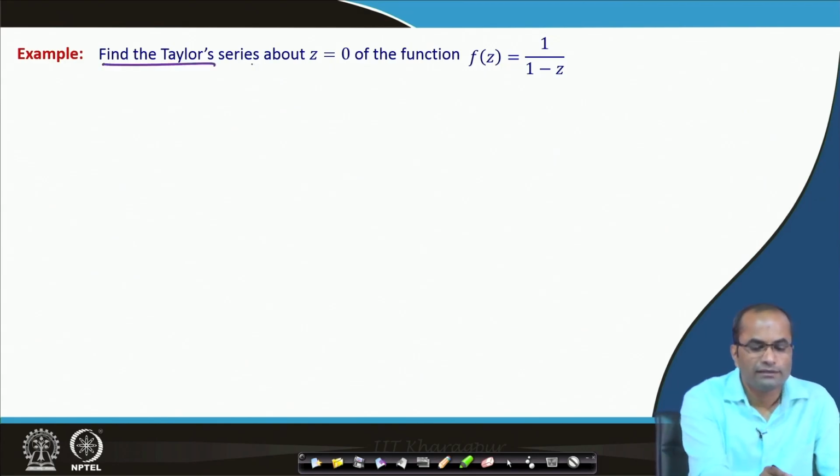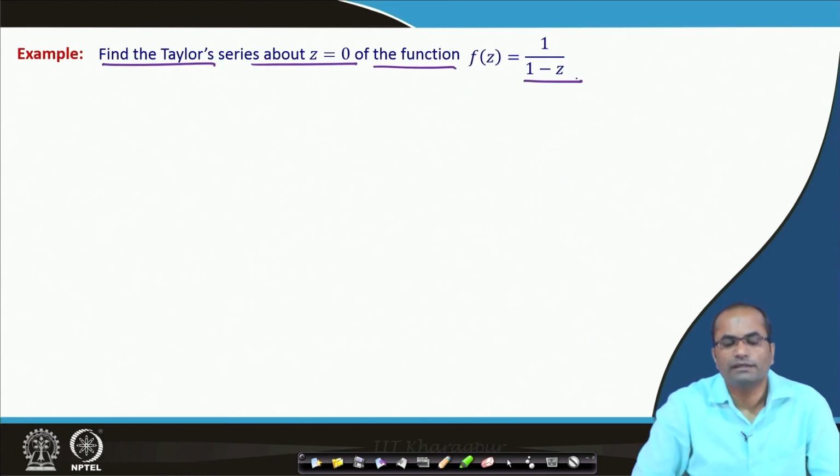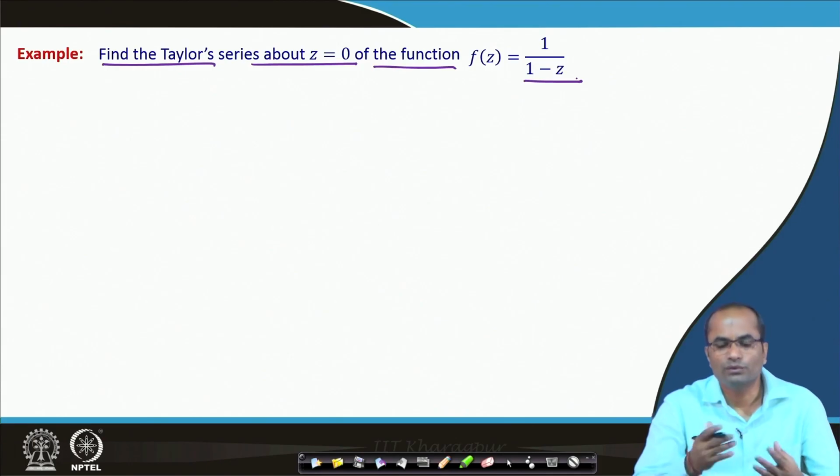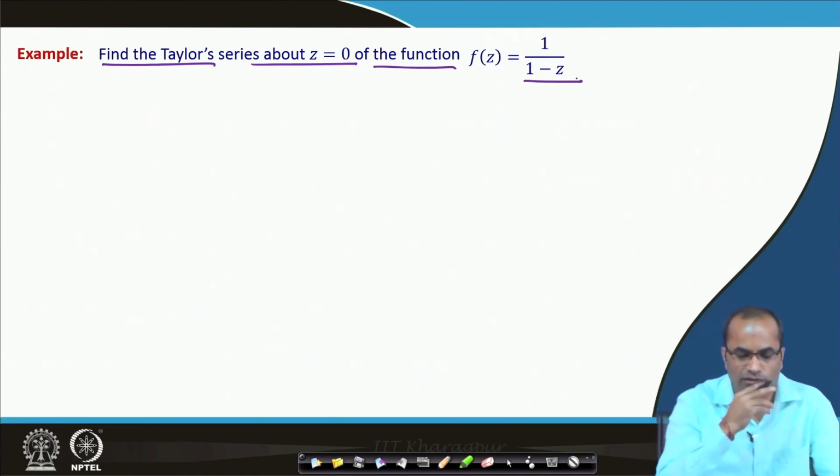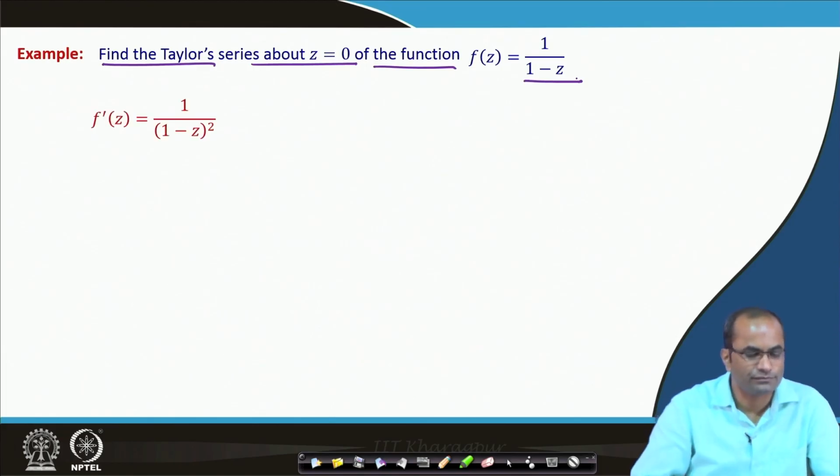Okay, so find the Taylor series about z equal to 0 of this function. For instance, we are taking here 1 over 1 minus z. This function plays a very important role, and we will see in a minute why it is very crucial to expand this function first in a Taylor series, because we will then use the series of this function to write the Taylor series of many other functions.